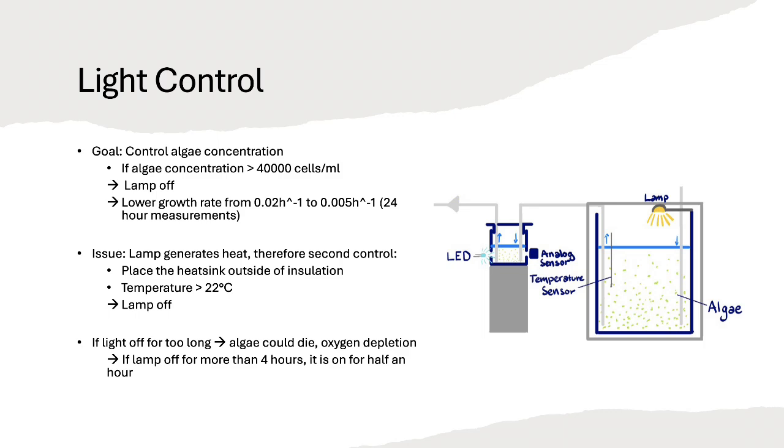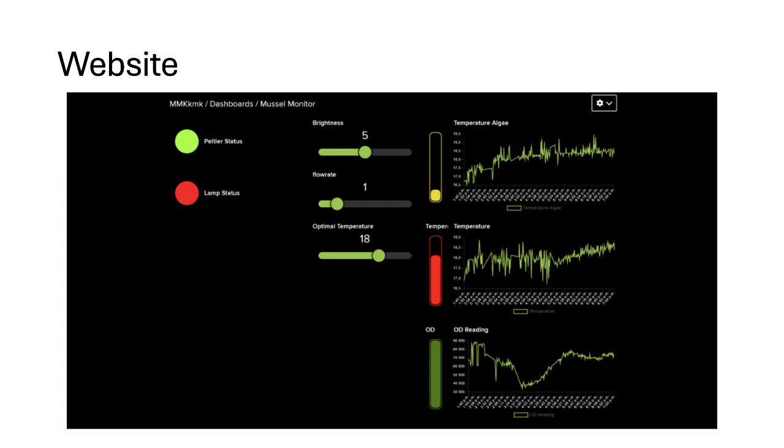We have also noticed that our strong light source heats up the algae water too much. To limit that, we have placed a heatsink of the light outside of the insulated container, and we have also added a second thermistor to monitor the temperature of the algae water and turn off the light if the water gets too hot. If the algae would be in darkness for too long, it would die. Therefore, we made sure to add code that turns the light on for at least 10% of the time. That is, every 10th hour.